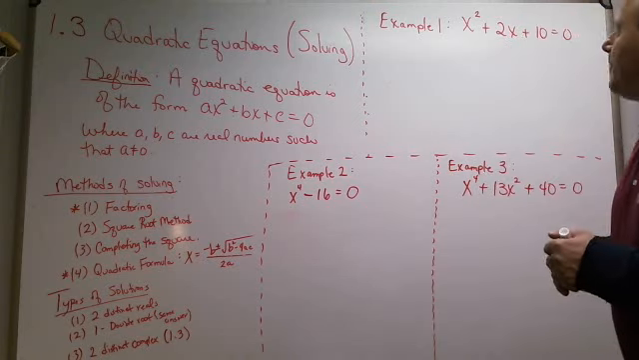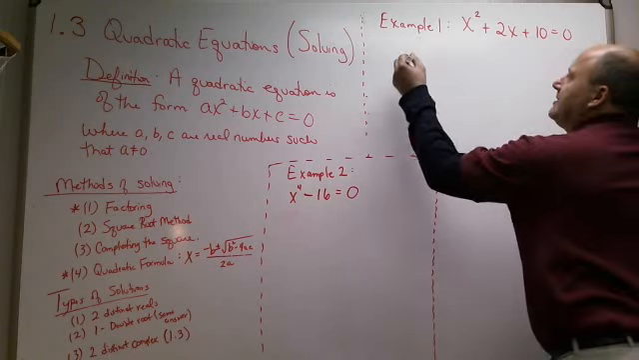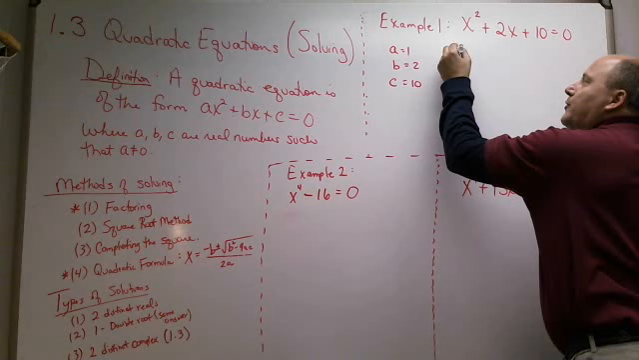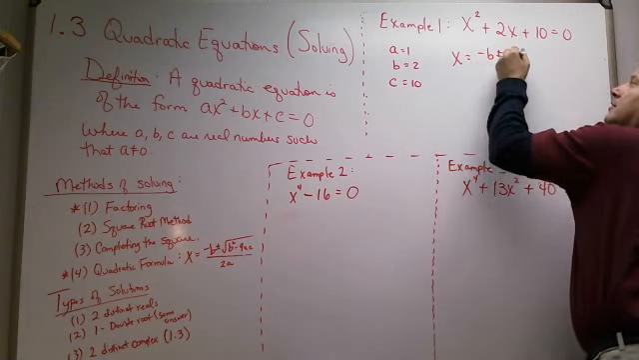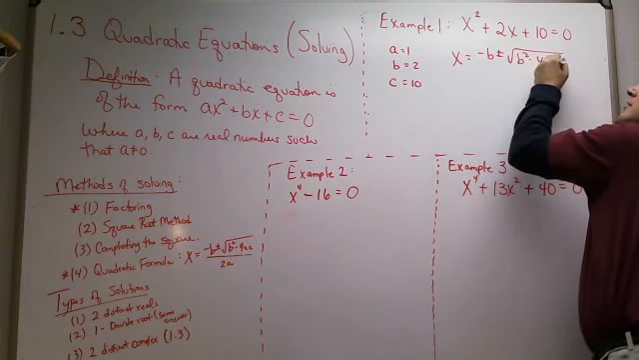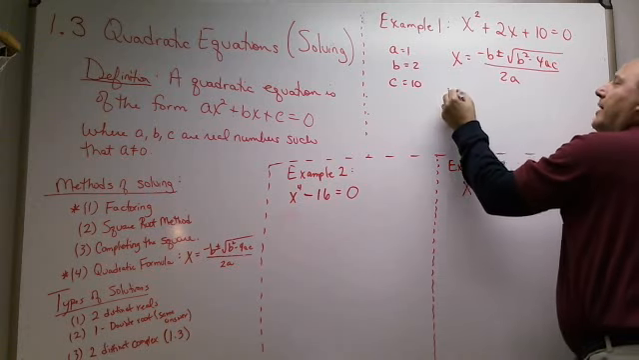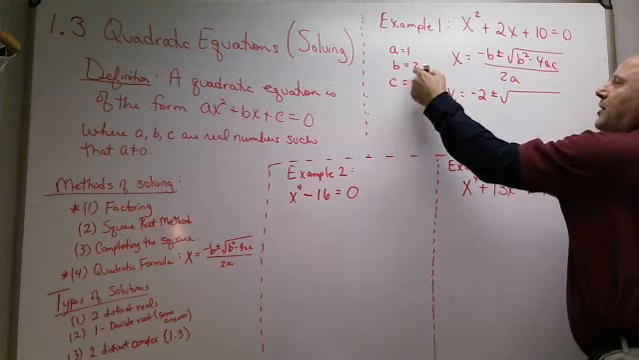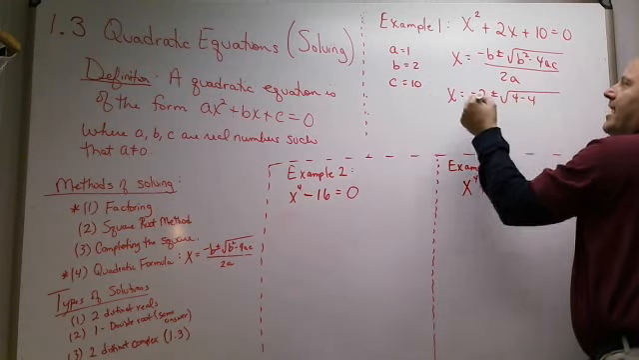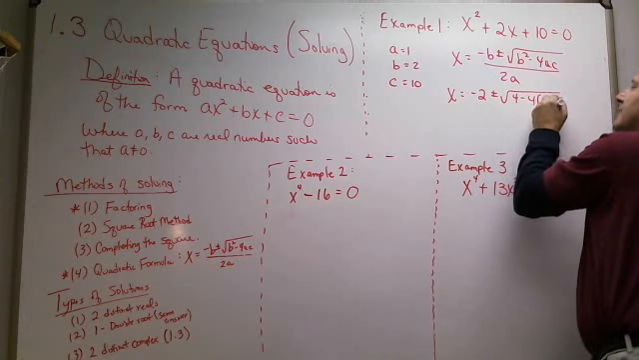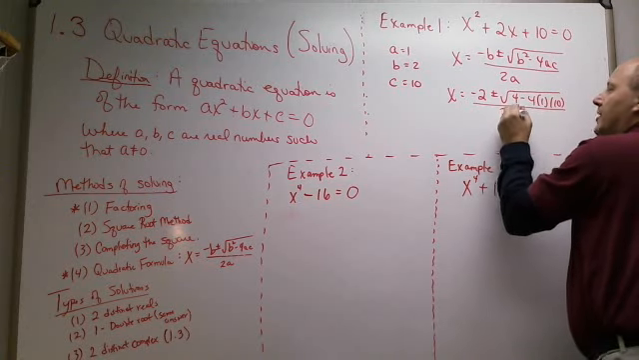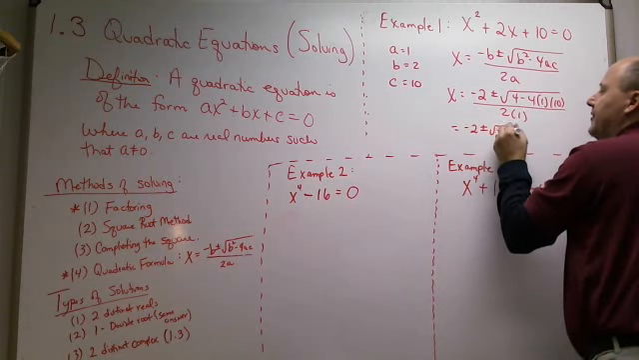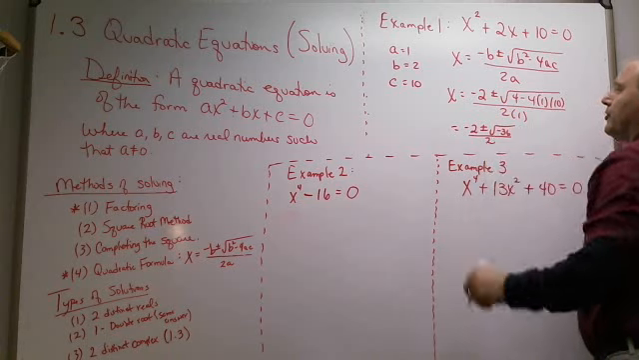So anyway, I gave you 3 examples. First, x squared plus 2x plus 10. In this case, a is 1, b is 2, and c is 10. So we use the quadratic formula. x is the opposite of b, which is -2, plus or minus the square root of b squared, which is 4, minus 4 times a times c, which is 1 times 10, all over 2 times 1. So you get -2 plus or minus the square root of -36 over 2 times 1.